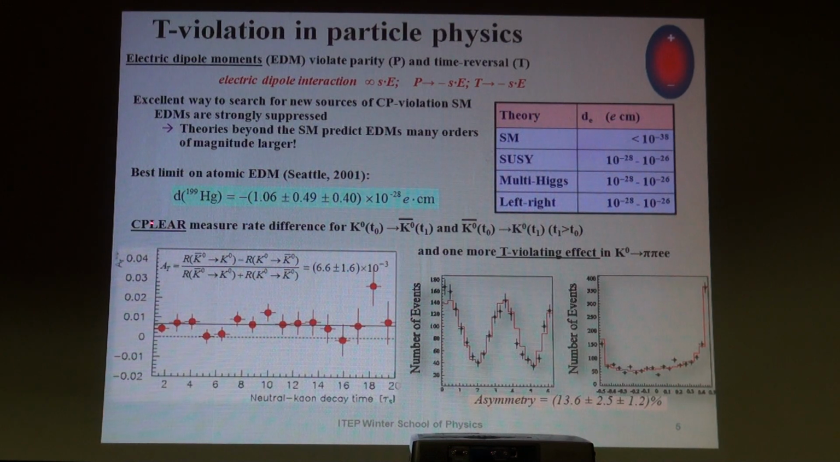And the CPLEAR experiment, working with kaons, measured the rate difference for the amplitude of K0 to K0 bar and compared this with the rate of K0 bar to K0. This is direct T violation. So if there is some difference, this is the difference. Of course, it's related to CP.